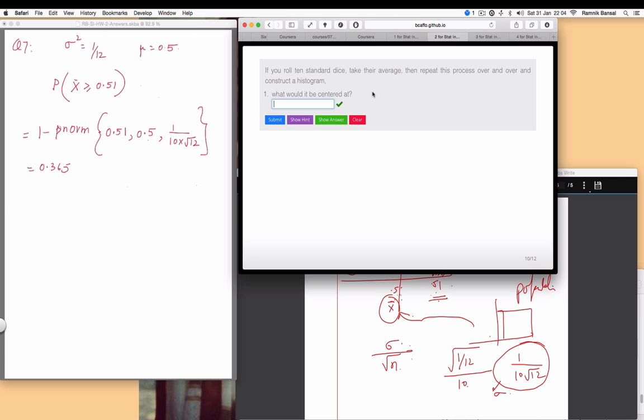So what is that? The average of the 10 standard dice would be 10 times the average of one standard die, and the average of one standard die is (1+2+3+4+5+6)/6. Okay, let me make it simple. Average of one standard die is 3.5, times 10. That will be your answer, 35. 35 is the average of 10 standard dice, and it will be the average of the histogram also.